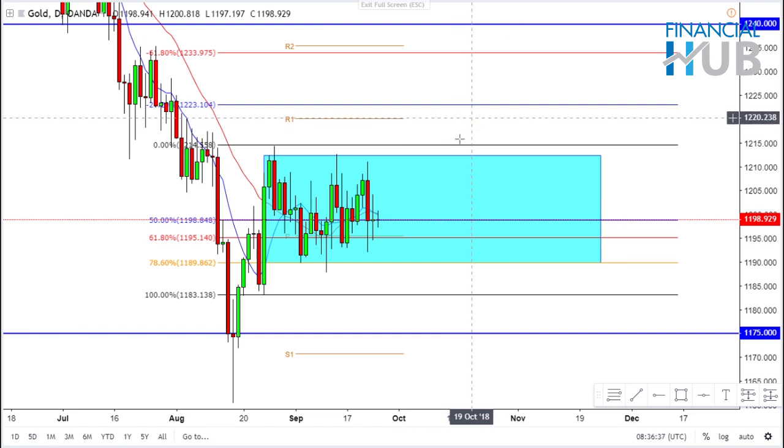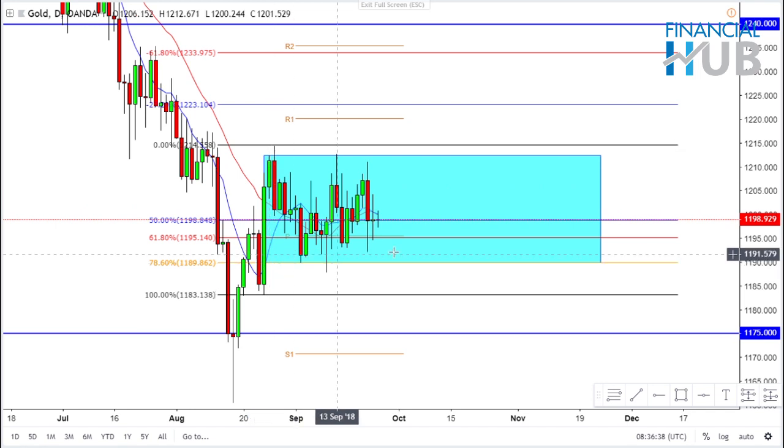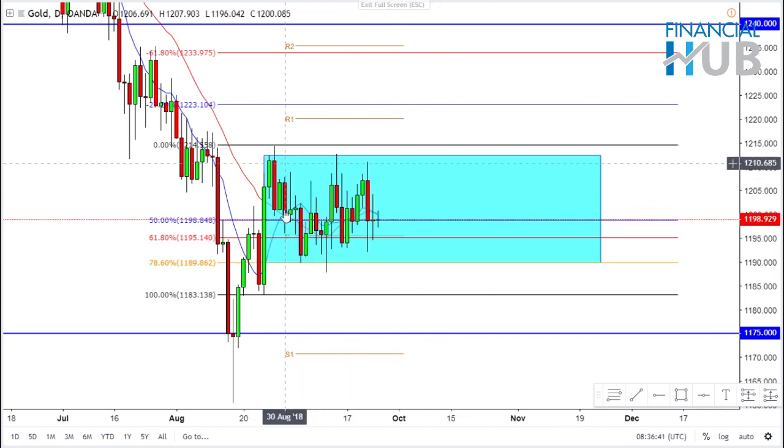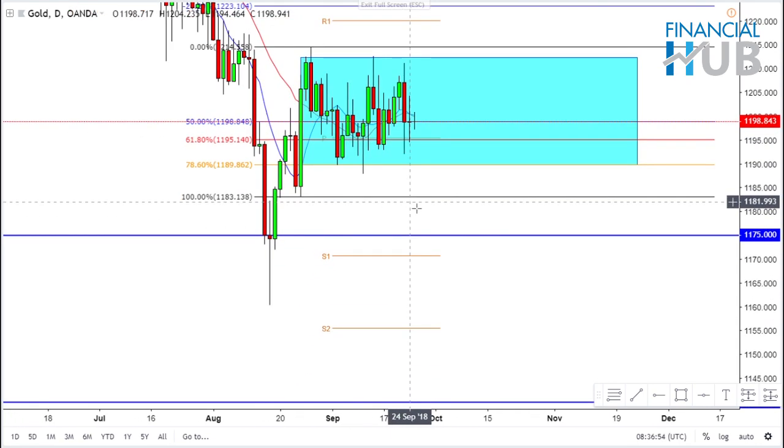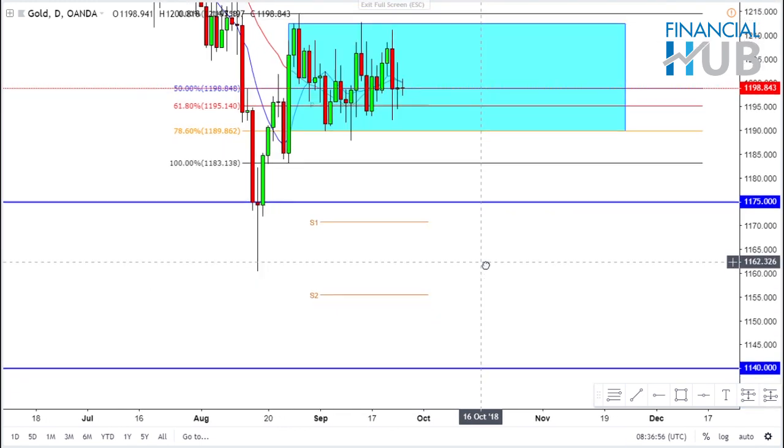So for gold, perhaps you can sit and wait for a breakout of either 1190 to the downside or 1210 to the upside. What does it mean? If 1190 is broken, then we can expect lower lows at the 1140 zone. But before we get to the 1140 zone, we maybe have S2 over here, which is at 1155. But my next key level is 1140.